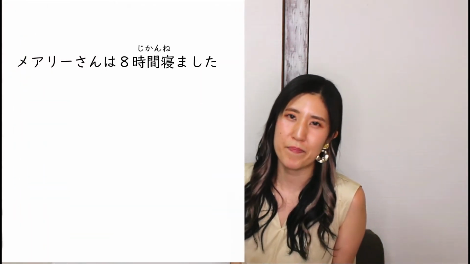And let's move on to the practice. I want you to make a sentence with this period of time and past tense. So let's see this one. Actually, if you have Genki book 3rd edition, the page is 123 and part 6, okay? So the example here is Mary slept for 8 hours. メリーさんは8時間寝ました。Okay, so what about number 1?